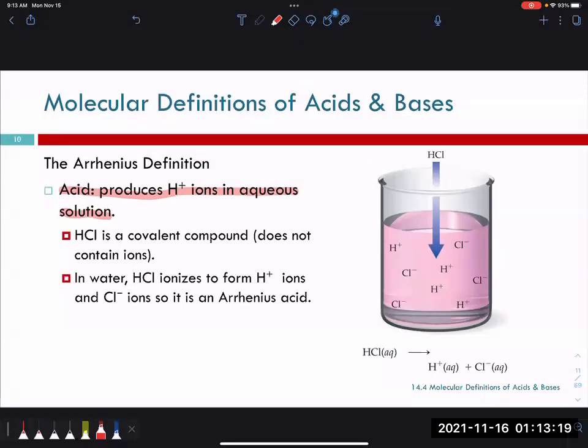So, trying to remember if we talked about net ionic equations, HCl is a covalent compound, which does not contain ions. But when you add HCl to water, it ionizes, and it splits up into an H plus ion and a Cl minus ion. And so in solution, these ions will actually separate and they'll be floating around separately in the solution. So because we're adding hydrogen ions to the solution, that is an acid by the Arrhenius definition.